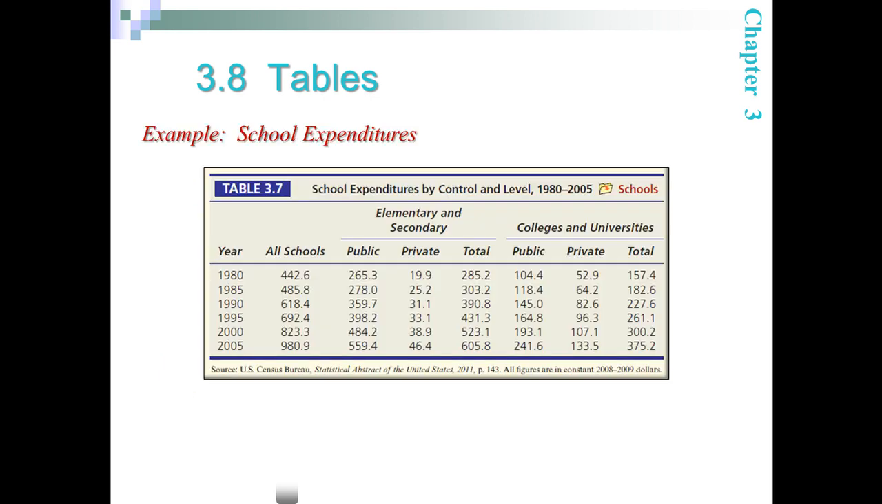So here is what we're talking about. We've got the year down the left side, and then all schools, public, private, total, colleges, universities. So it's easy to come over here and look and see what's going on. School expenditures by all schools looks like it goes up over the years for public as well as private, and colleges and universities. It's pretty easy to see that expenditures don't ever go down in any of these years in any of these categories.